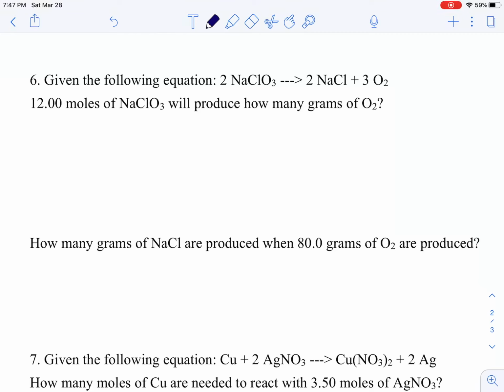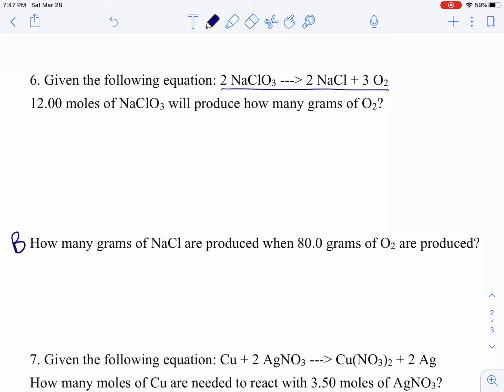This video will cover Stoichiometry 9B worksheet, question number 6. The second part, we're going to call that 6B. So we are starting with this balanced equation right here. And it says we start with 2 moles of sodium chlorate and decompose that to produce 2 moles of sodium chloride and 3 moles of oxygen.